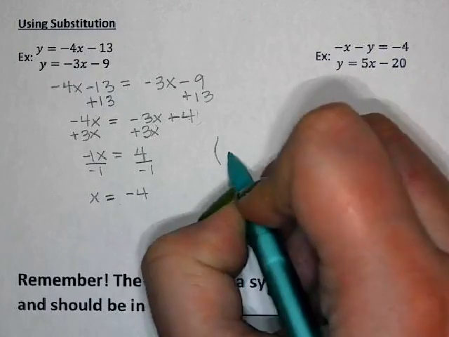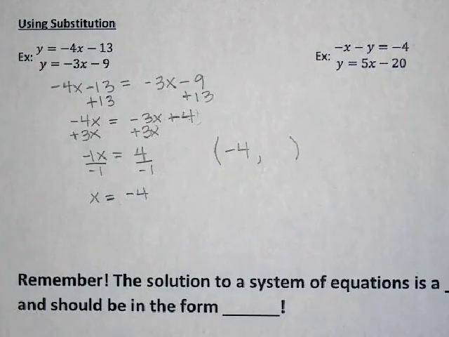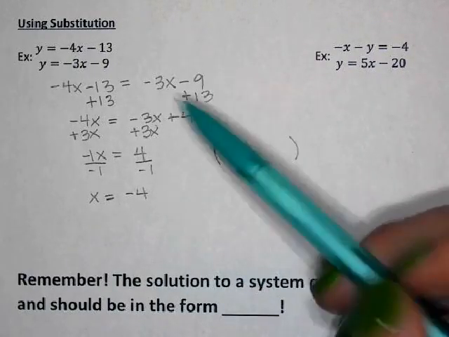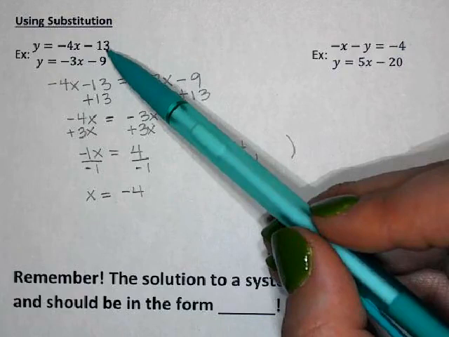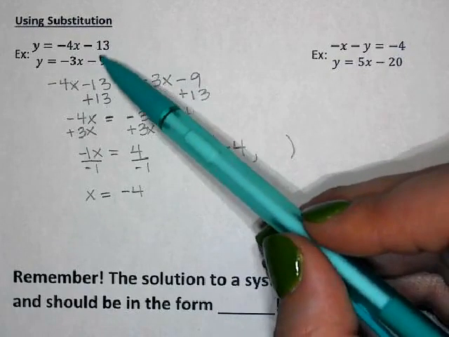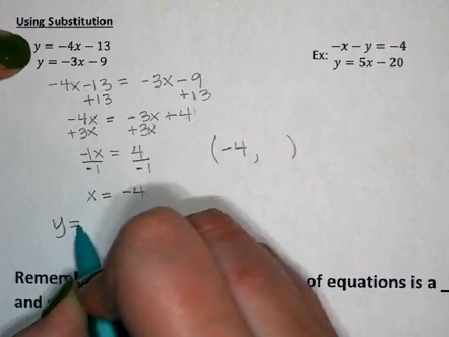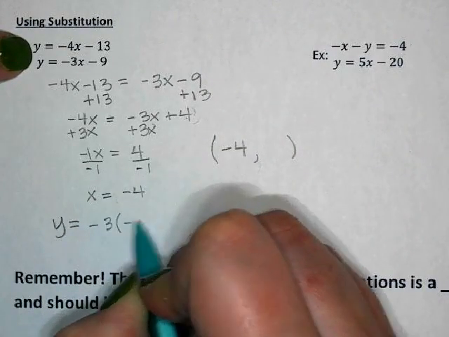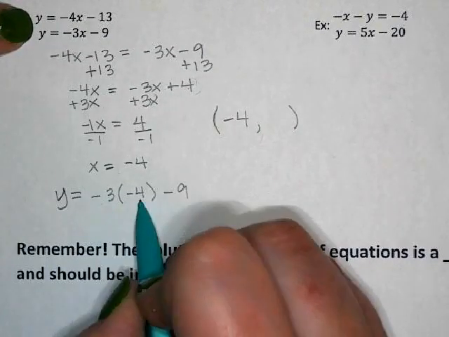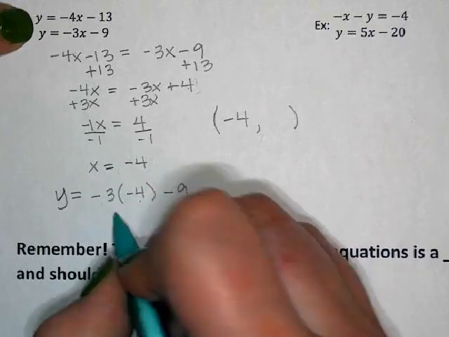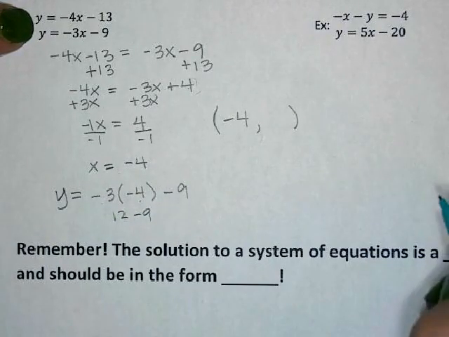Okay, so the x coordinate is negative 4. We still need the y coordinate. If you have the x coordinate, how do you find the y coordinate? Plug it back in for one of the x's. Doesn't matter which one, you get to be lazy. So which one would you guys like to plug it into? The bottom one. Numbers are smaller. So I'm going to say y equals negative 3 times my x value minus 9. Negative 3 times negative 4. Positive 12. 12 minus 9. 3.